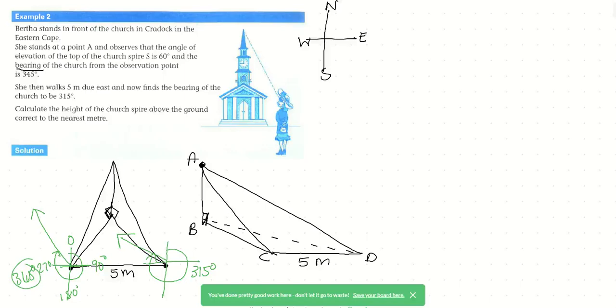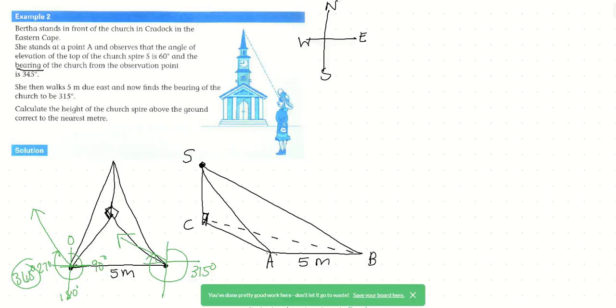It's 2 different things. So in the information that they gave us, they told us that the top of the spire, and they called it S, I'm going to call it A, let me just rewrite that as A over there, is 60 degrees. If she stands, let me just pause and then relabel these things.